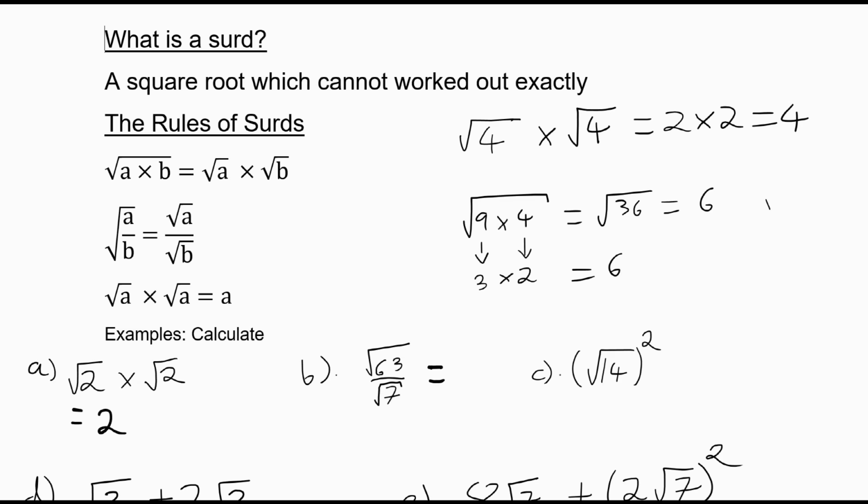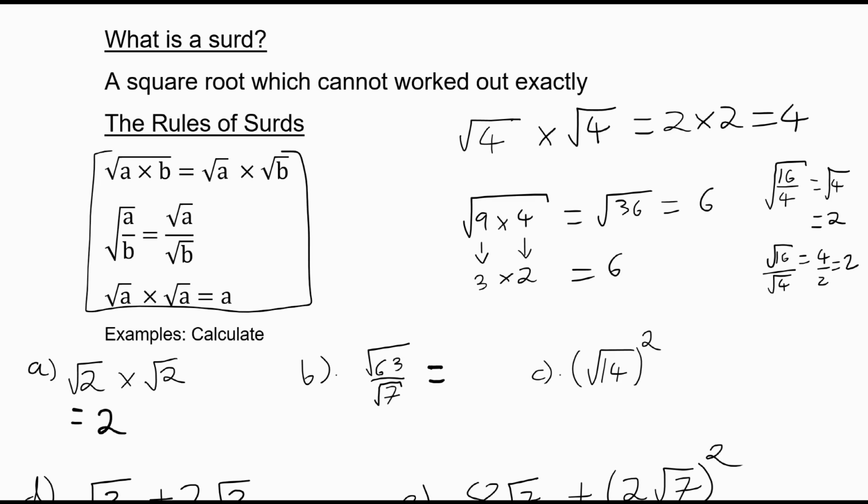Finally, if I look at the square root of 16 over 4, we know that's going to be the square root of 4, because 16 divided by 4 is 4, which gives us 2. But you could also think of it as the square root of 16, which is 4, over the square root of 4, which is 2, which will also give you 4 divided by 2, which is 2. And that illustrates these three rules.